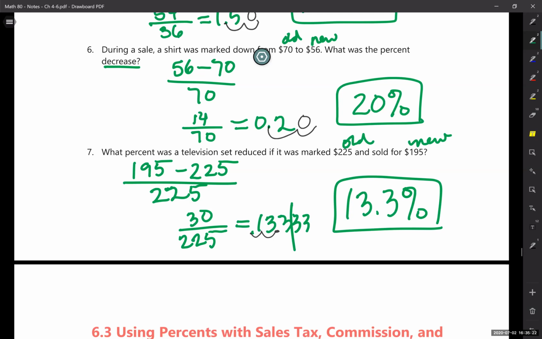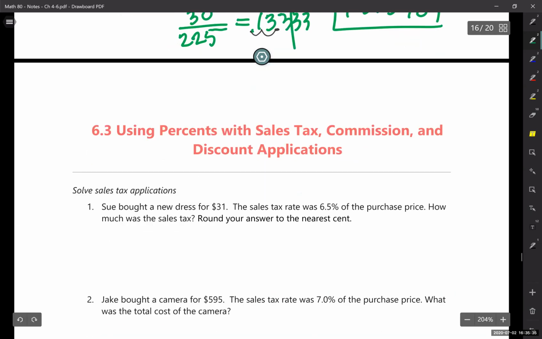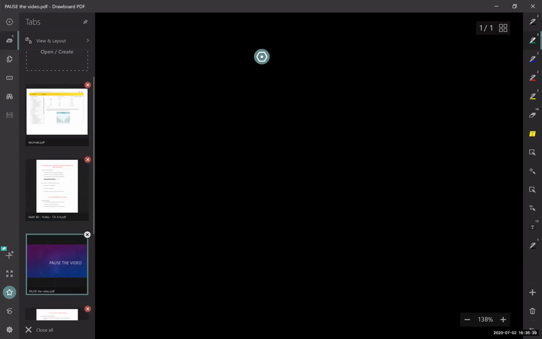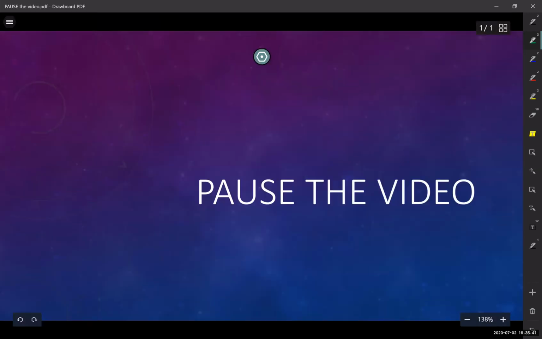And yeah, that's it. We still have some more with percents, and we're going to do the tax and the discounts more. Tax and tip are very similar, and then the discount is in 6.3. That will be our last section, but for now we are going to pause the video and give you a chance to do your 6.2 homework.